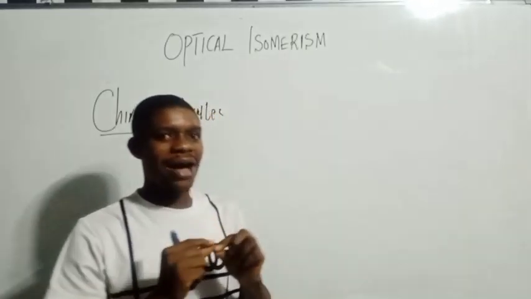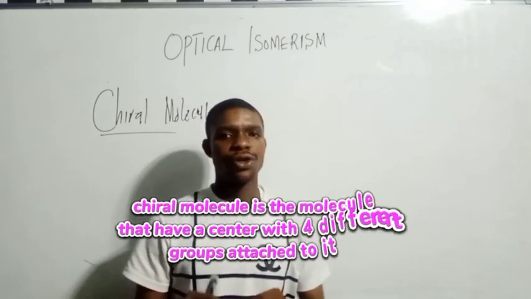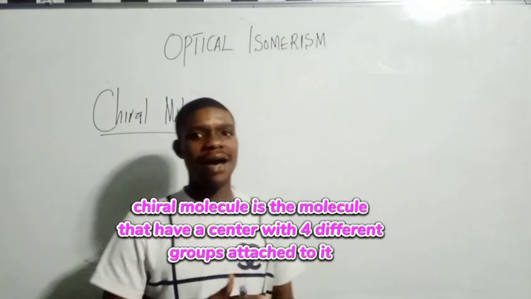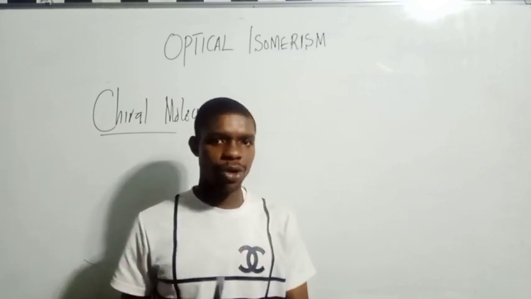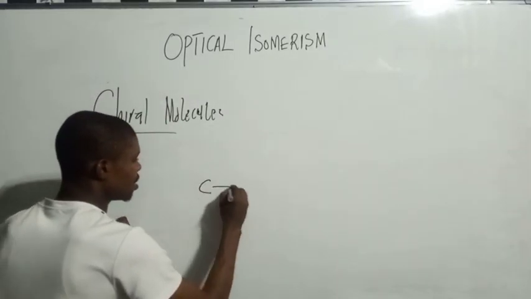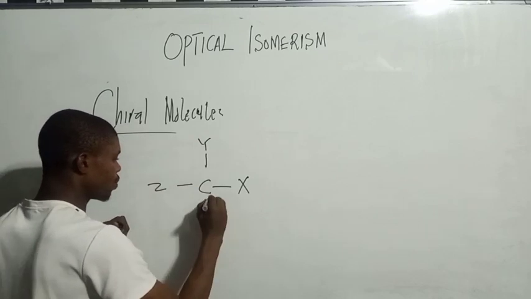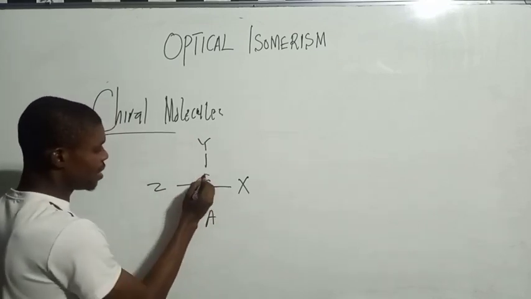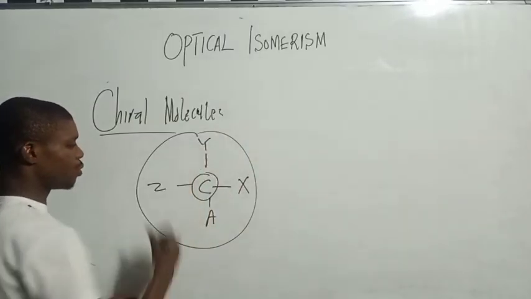A chiral molecule is a molecule that has a center with four different groups. Any molecule that has a carbon with four different groups is called a chiral molecule. For example, here we have a carbon carrying four different groups, so this molecule is called a chiral molecule.